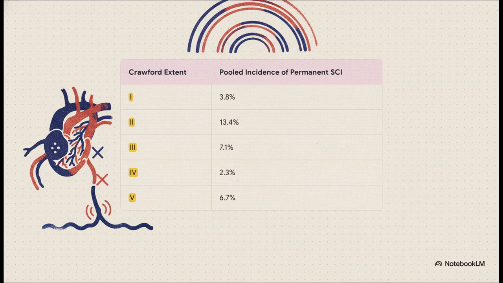And why is that? Because that repair interrupts the largest territory of the aorta, sacrificing the greatest number of intercostal and lumbar arteries that feed the spinal cord, including potentially the all-important artery of Adamkiewicz. This data tells us in no uncertain terms that a patient with a type 2 TAAA is in the absolute highest risk category we can imagine.